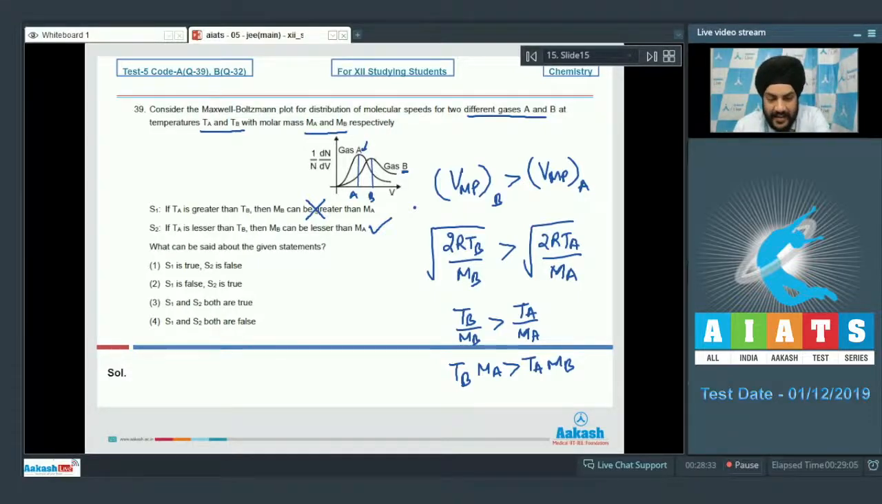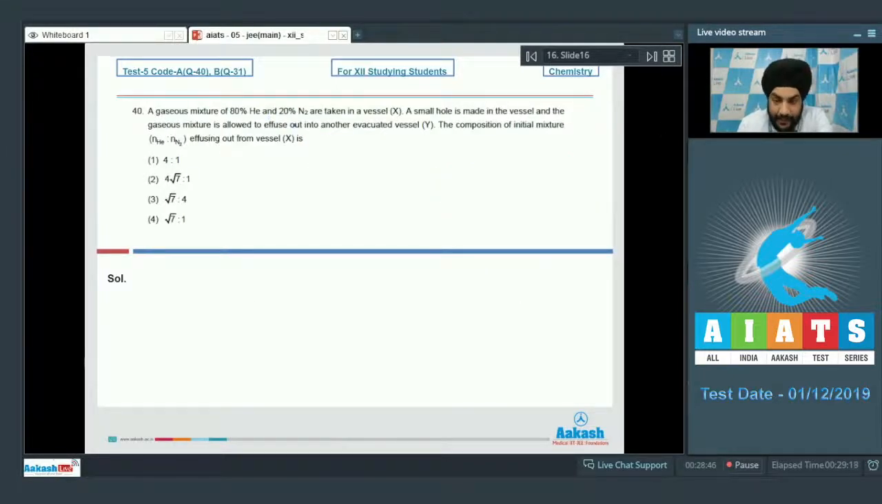And if you look at the statements which are given to students, we can clearly see that for this question we have to mark the correct answer as option 2. Let's look at the next question now. A gaseous mixture of 80% helium and 20% nitrogen are taken in a vessel X. A small hole is made in the vessel and the gaseous mixture is allowed to effuse out into another evacuated vessel Y. The composition of the initial mixture, that is number of moles of He to number of moles of N2, effusing out from the vessel X is equal to.